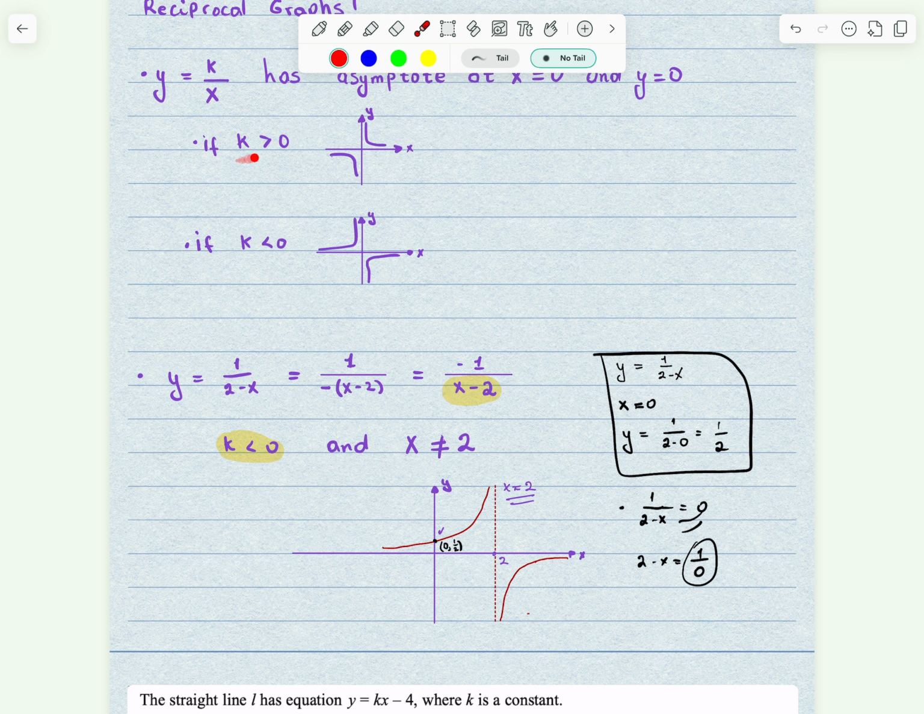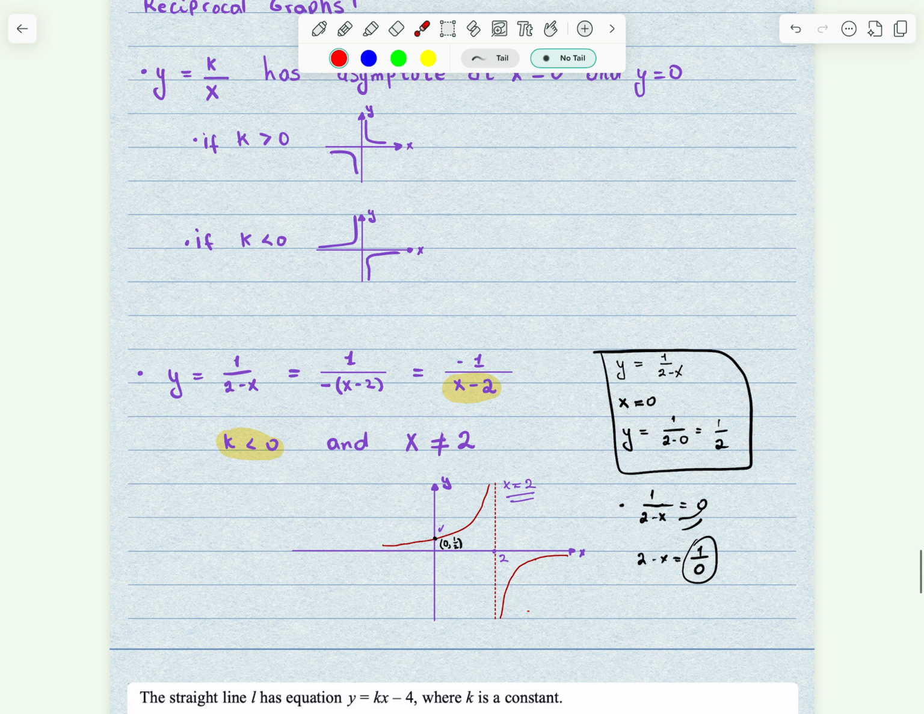We have two different types of graph. K greater than 0, the graph looks like this; k less than 0, the graph looks like this. It's better to write in this form so as not to confuse the k value. But if you are able to do it from that one as well, you're more than welcome to do it.